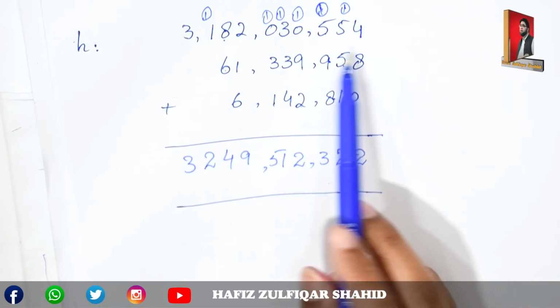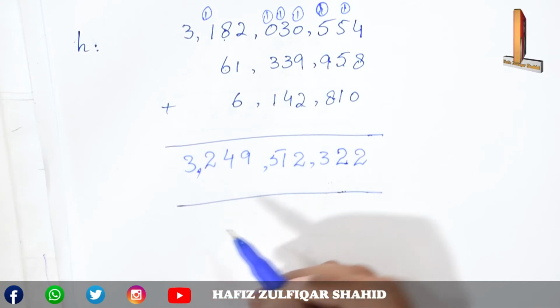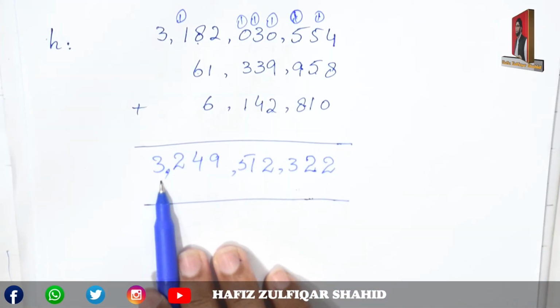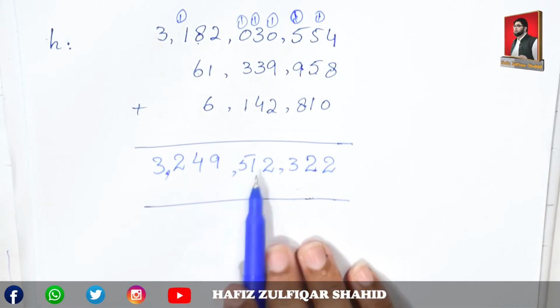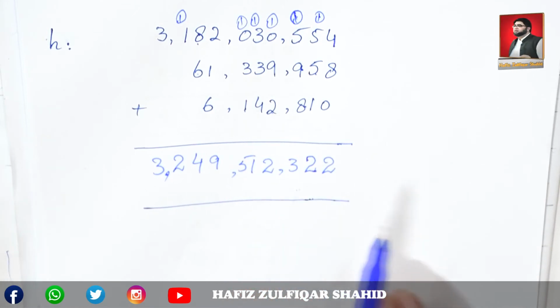When we add all these numbers, what we get? We have 3,249,512,322.